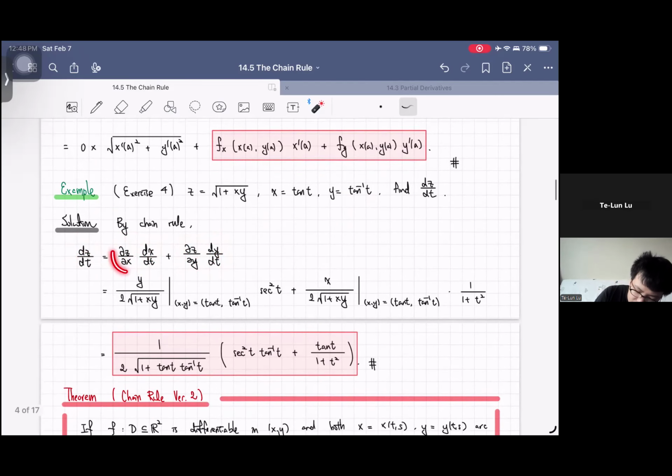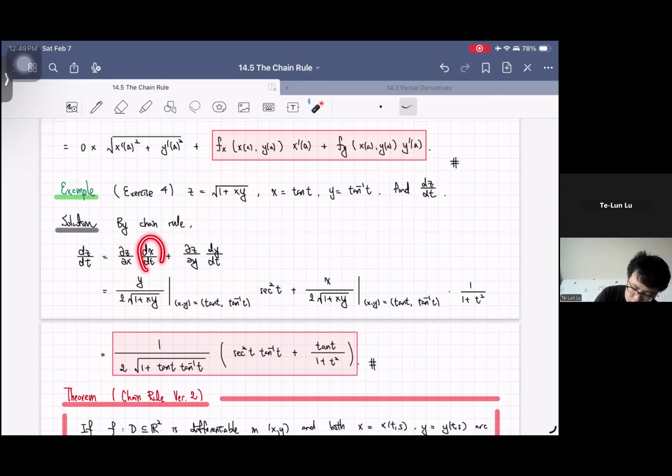So we know that taking the differentiation of z with respect to x gives us, using the usual chain rule, where you regard y as a constant, 2 square root of 1 plus xy in the denominator. And the chain rule gives you that the differentiation of xy with respect to x is just y. We want to plug in x and y being tangent t and inverse tangent t at the end, because eventually z should be a function in terms of t.